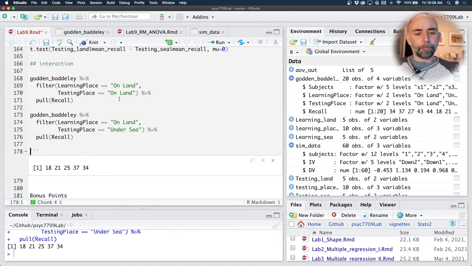Now, basically, what's being held constant here is the learning place. So this is the learning place on land level. So everyone here learned on land, but between the testing place conditions, the test took place on land or undersea. So if we were looking for a difference score, we'd be looking at the testing place difference, whether it mattered if you were on land or undersea, just for the on land condition. So how do we get those difference scores? Basically, we want to subtract this vector from that one.